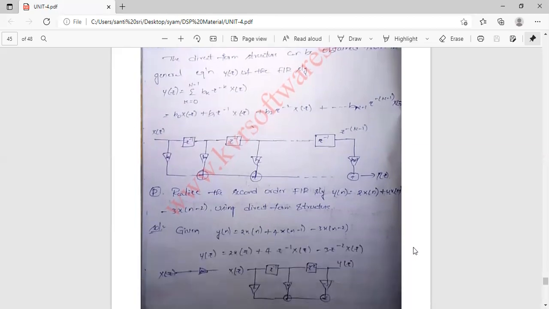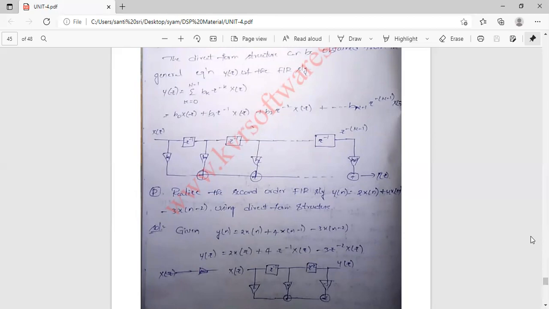Now realize the second order FIR system y(n) equal to 2 into x(n) plus 4 into x(n minus 1) minus 3 into x(n minus 2) using direct form structure. So y(n) is given as 2 into x(n), plus 4 into x(n minus 1), minus 3 into x(n minus 2).